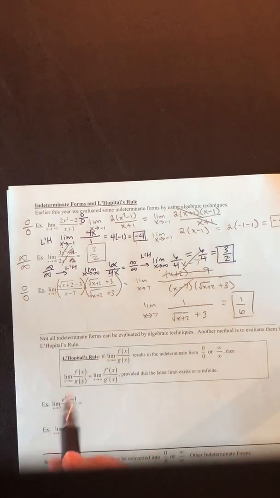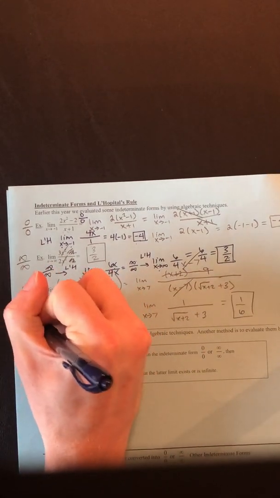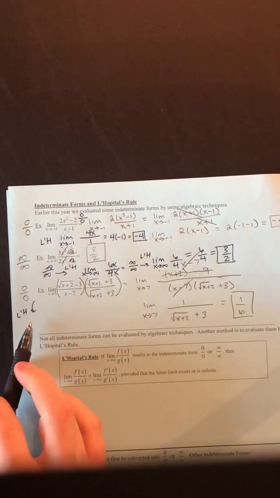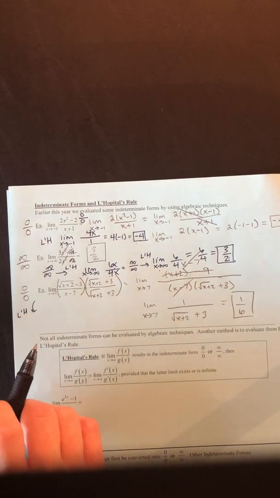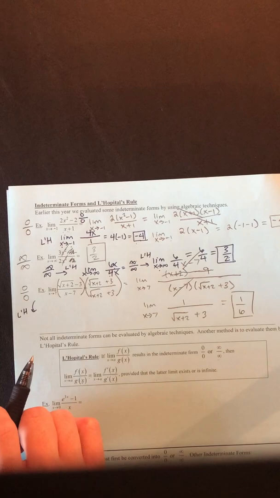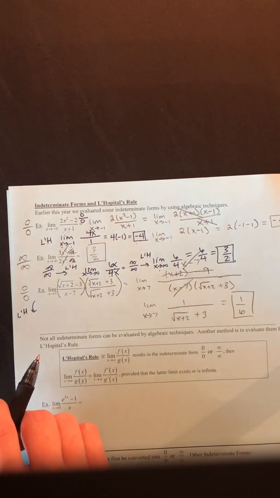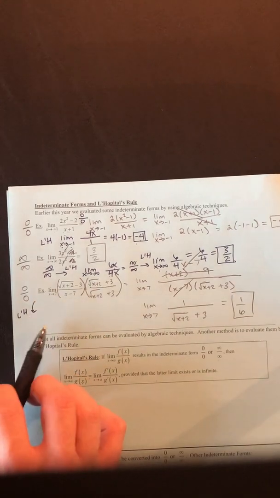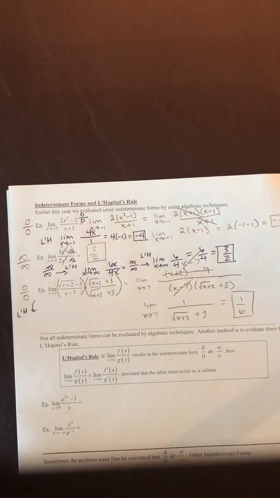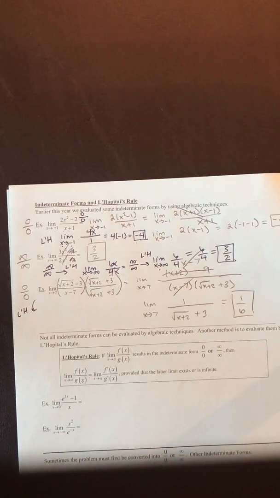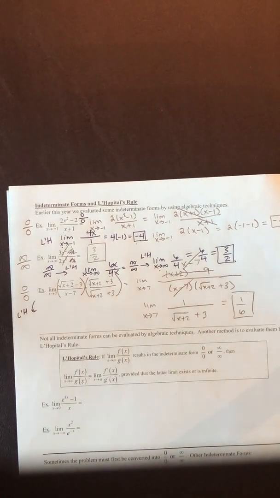Remember, I already checked it. It was 0/0. So I can use L'Hopital's rule. Students usually ask, do I have to write this little L'H? Yes, you should probably do something to indicate that I know what I'm doing. I know I'm using L'Hopital's rule. I'm not just changing things willy-nilly, right? So it is a good idea to go ahead and write that little LH or write out L'Hopital's rule anytime you apply the rule. It's just a good rule of thumb.